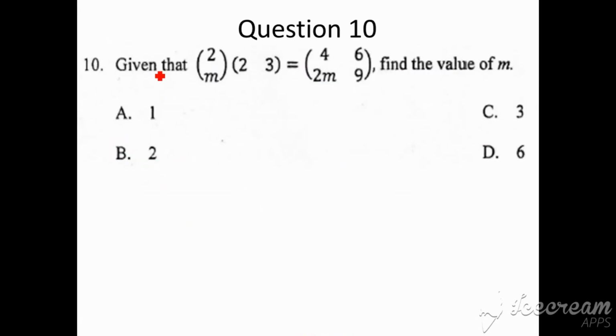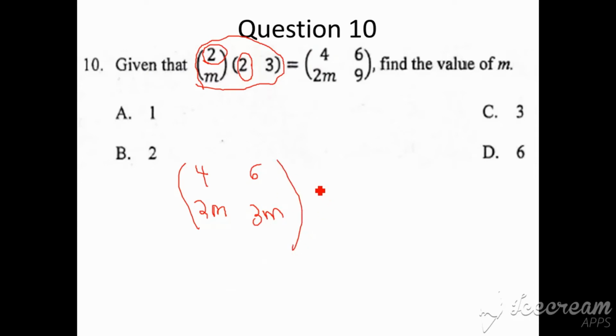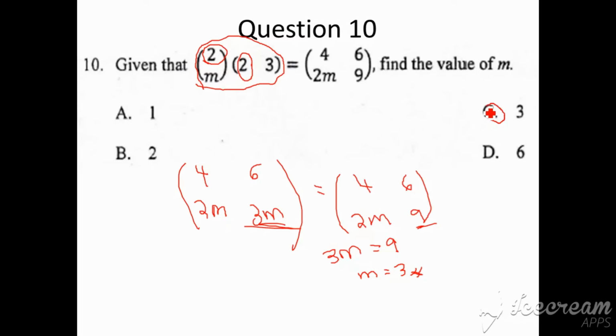Okay, number 10. Find the value of m. Okay, so you multiply these two matrices. Multiply horizontal with vertical. 2 times 2, 4. 2 times 3, 6. Then second row, m times 2, 2m. m times 3, 3m. Equals 4, 6, 2m, 9. Then you just compare. 4 equals 4, 6 equals 6, 2m equals 2m, so 3m equals 9. So m equals 9 divided by 3, which is 3. Okay, so the answer is C.